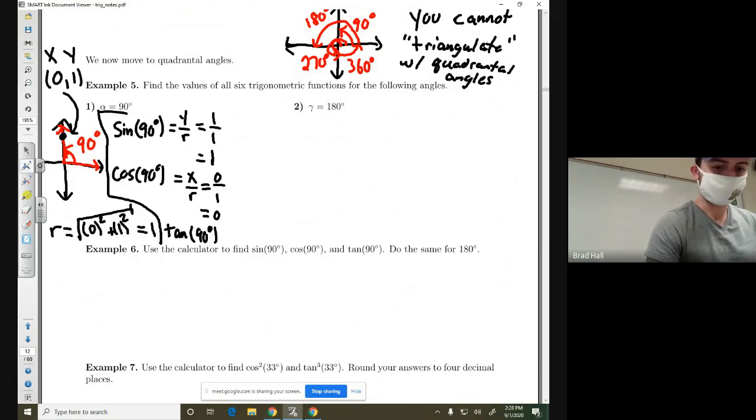Tangent of 90 degrees, that's y over x, which is going to be 1 divided by 0. Kind of interesting. Thought you couldn't divide by 0. Well, you can't. It's undefined.